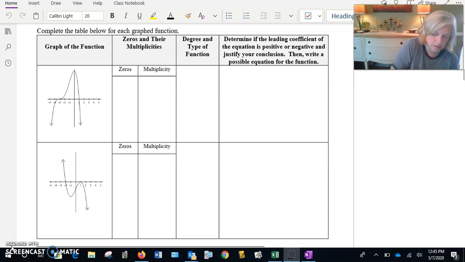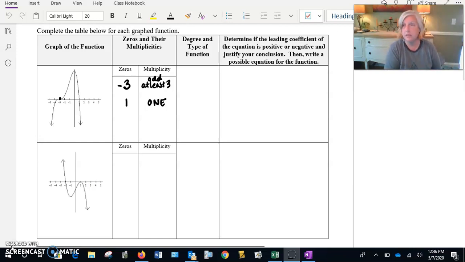There's a couple of things that we would notice. We have a 0 at -3, and because it looks like a cubic and it changes sign and crosses the x-axis, that multiplicity is going to be at least 3. We'll say odd, at least 3. So 3, 5, 7, and so on. But the minimum multiplicity must be at least 3. We also have a 0 at 1, and that just crosses like a line. And so that is going to be a multiplicity of just 1.